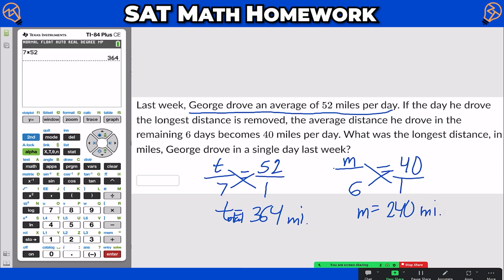Well, we're trying to figure out what was that single day that we just removed. So what you could do from there is just subtract from the 364, which was still in our calculator. You could subtract 240 and we get 124.